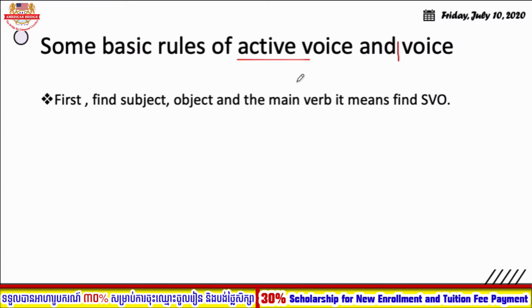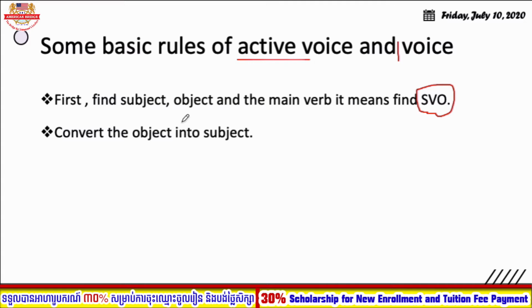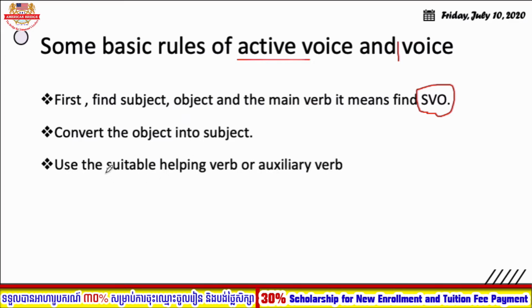First, you need to find the subject of the sentence. Then you need to find the object and the main verb of the sentence. Mostly it is in the form of SVO, which is subject, verb, and object. When you find this, you need to convert the object to become the subject, which is the general idea of the passive form. And then you need to use the suitable helping verb or auxiliary verb based on the tense.